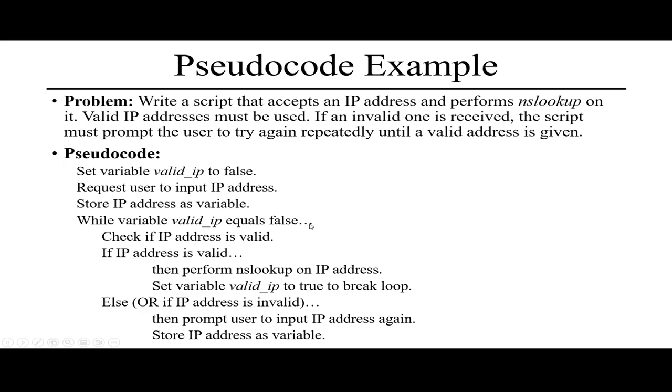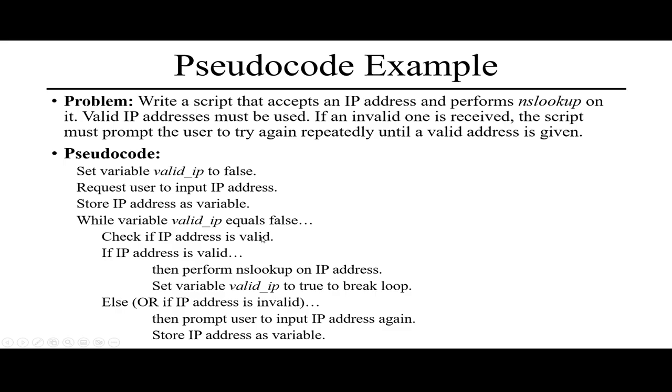Now, while this is false, we check if the IP address is valid. If the IP address is valid, then we perform NSLOOKUP and then set valid IP to true to break the loop. So basically, we're setting up a while loop, while valid IP equals false. If the IP address is invalid, through an if statement, then we repeatedly ask the user to give a proper IP. If it is invalid, then we prompt the user with this else statement, and then we store the IP as a variable, and the while loop repeats.